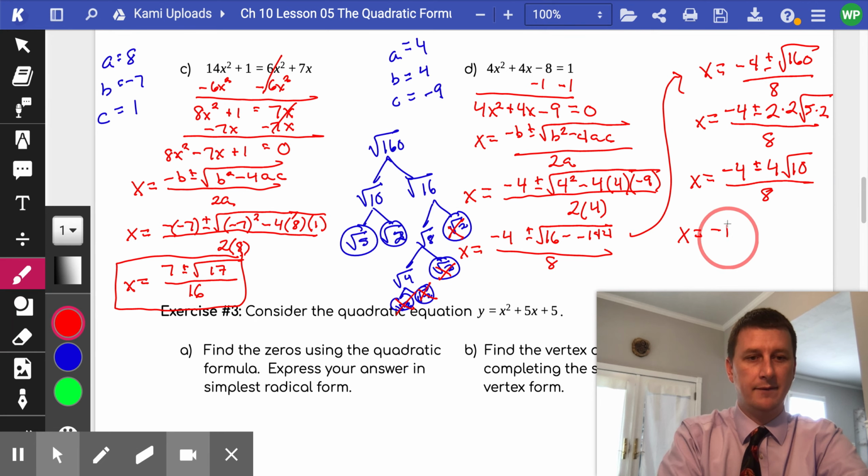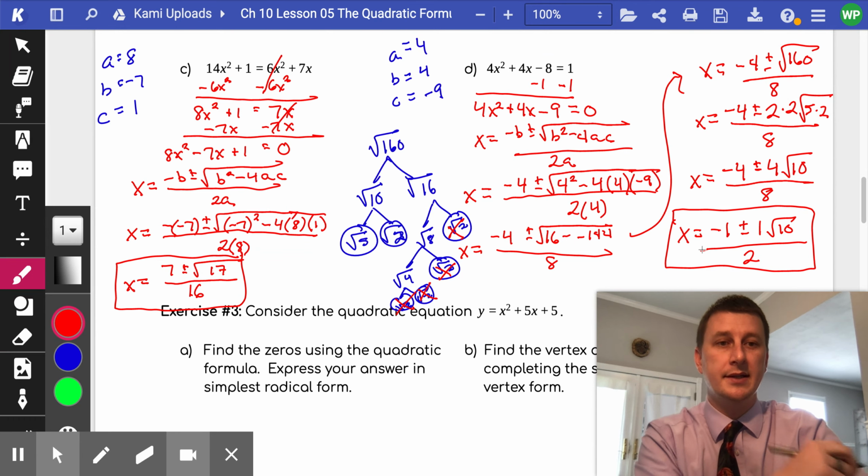So we're going to divide negative 4 by 4 and get negative 1, plus or minus 4 divided by 4 is 1, radical 10. So you don't really need this one. You could just have plus or minus radical 10 over 8 divided by 4, which is 2. And this here is your final answer in simplest radical form.